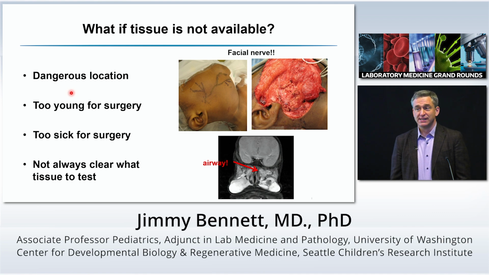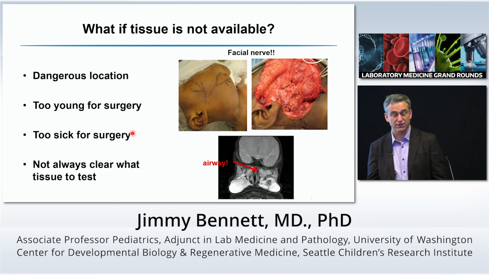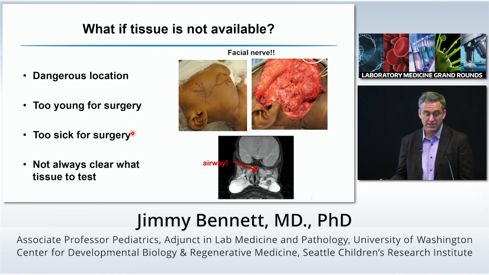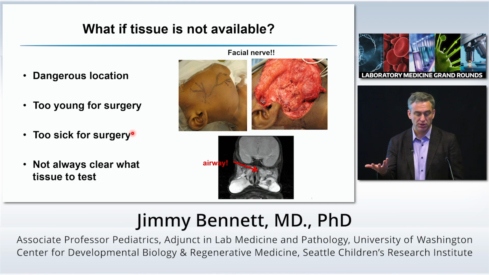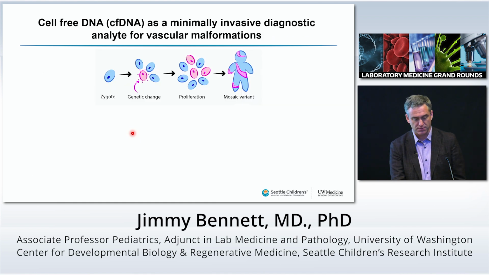So kids can have a vascular anomaly in a dangerous location. Here's a picture of a vascular malformation encasing this child's airway. Maybe that's not a great place or a hard place to do surgery. You can have important structures like the facial nerve in the face. The kid can be too young for surgery or too sick for surgery. And then sometimes it's not always clear what tissue to test. I'm showing you a lot of examples where it looks pretty obvious what the affected tissue is, but that's not always the case. So what if the tissue is not available?